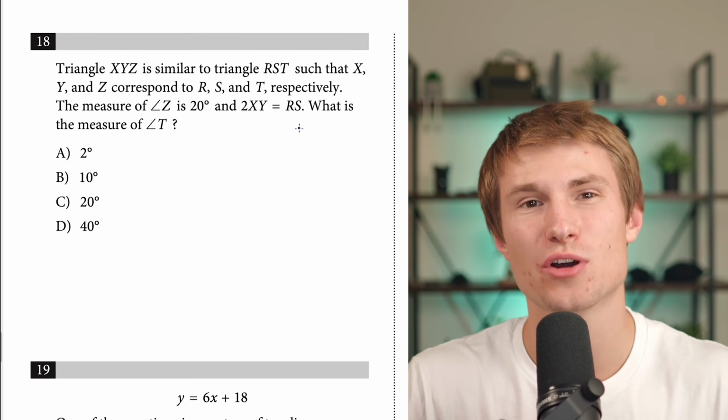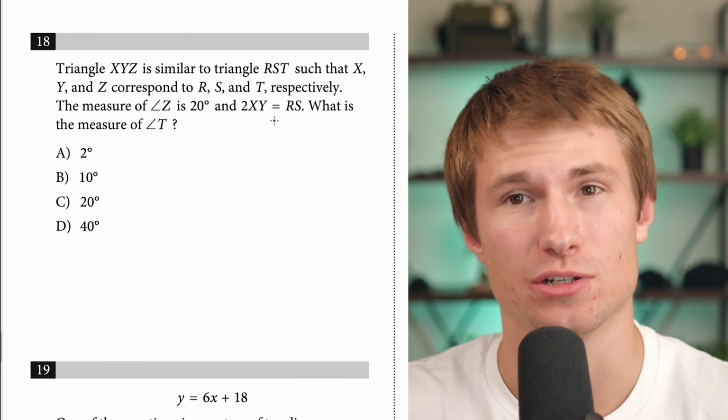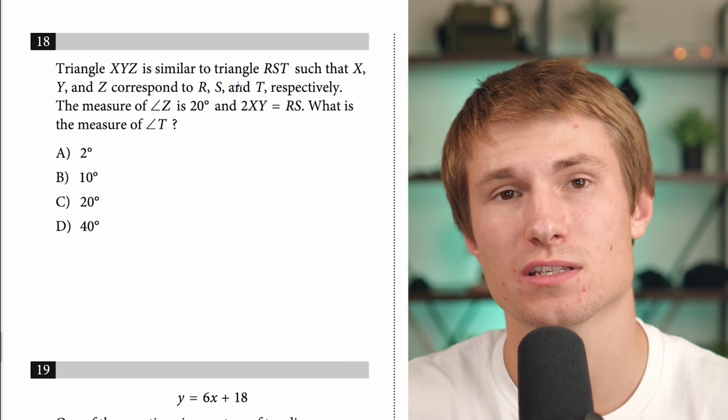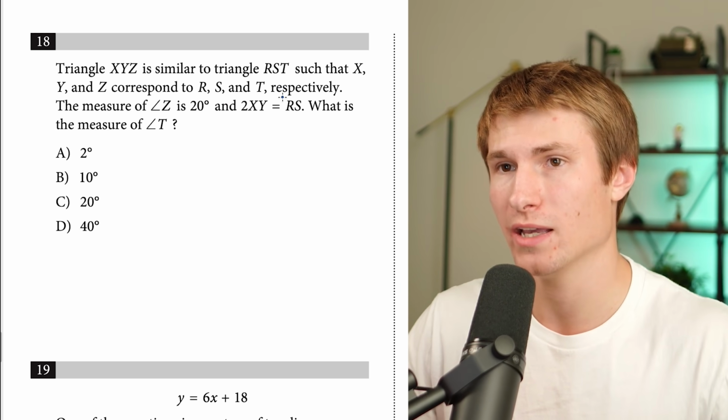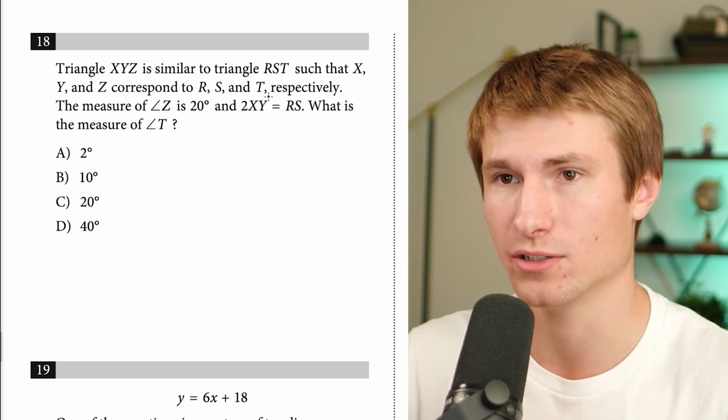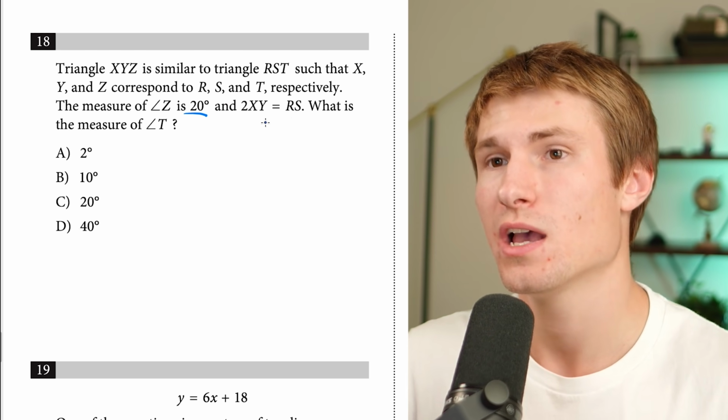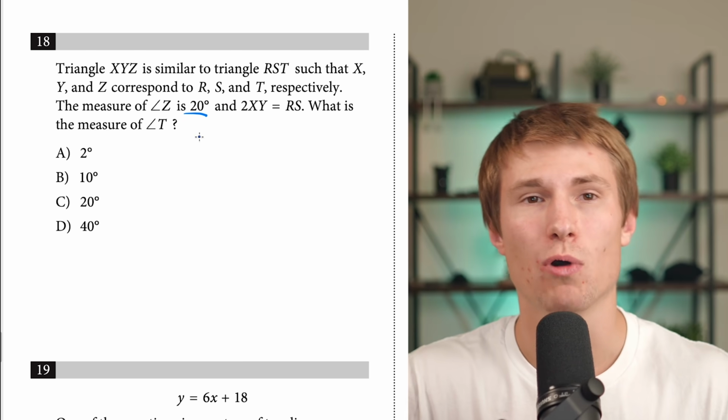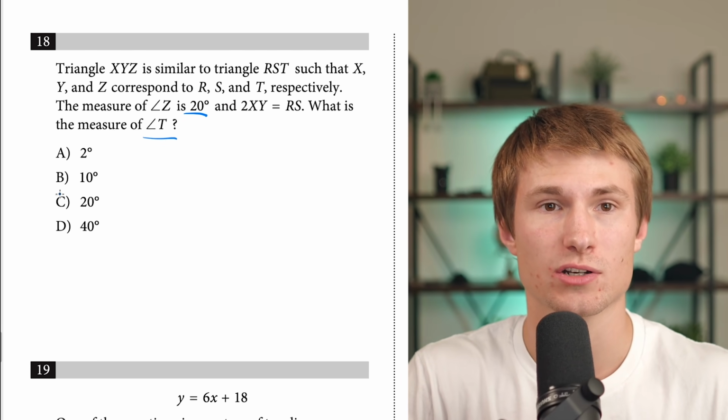Here's something you need to know about similar triangles for the SAT math section. Question 18 states that triangle XYZ is similar to triangle RST such that X, Y, and Z correspond to R, S, and T respectively. The measure of angle Z is 20 degrees and 2XY is equal to RS. What is the measure of angle T? The answer is C, 20 degrees.